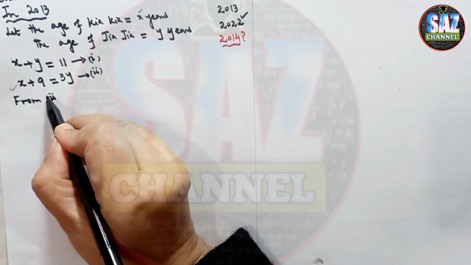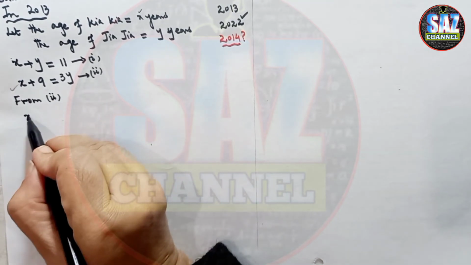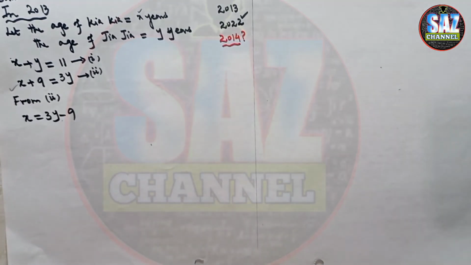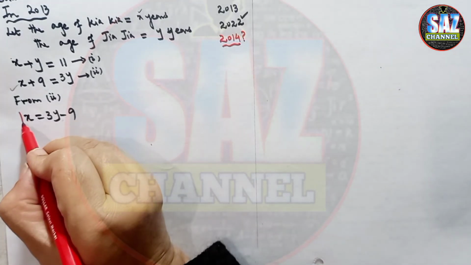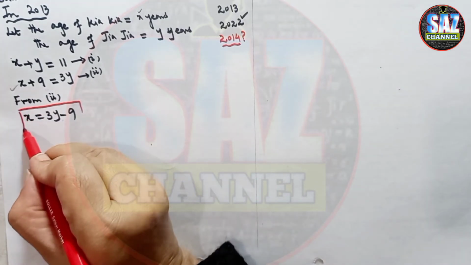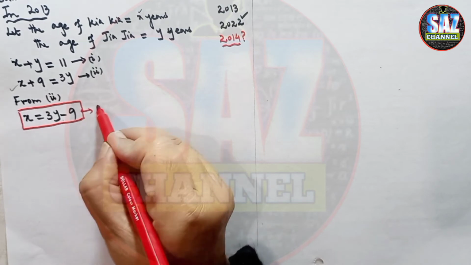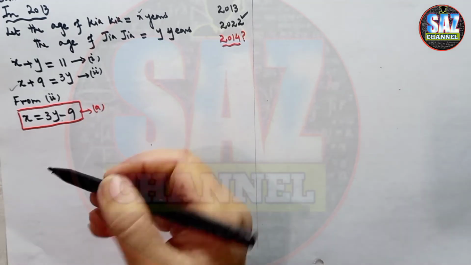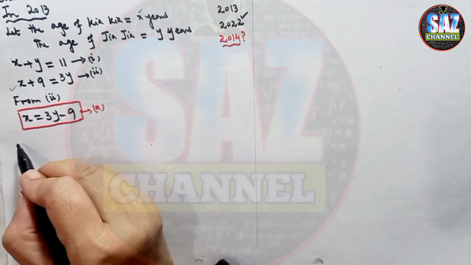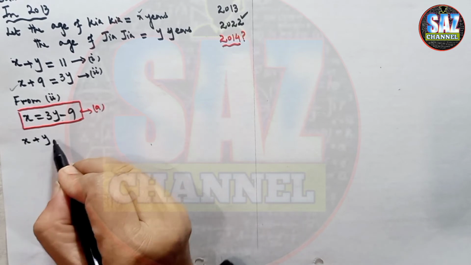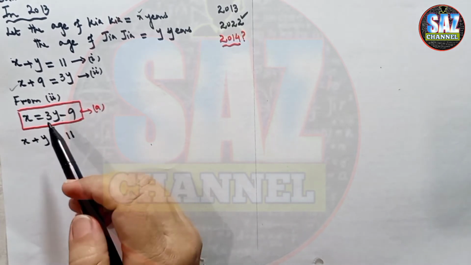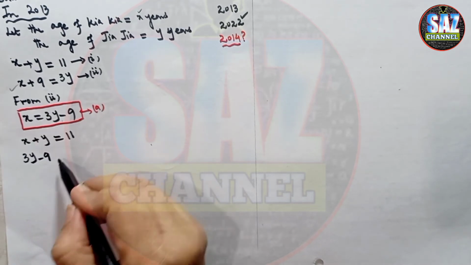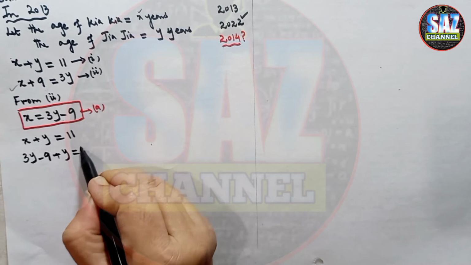From equation 2, x will be equal to 3y minus 9. Now let me box this equation, because we will be using it in the further solution as well, and let it be A. Then we have to replace this value of x in equation 1. Equation 1 is x plus y equals 11. Instead of x, I replace it with 3y minus 9, so 3y minus 9 plus y equals 11.